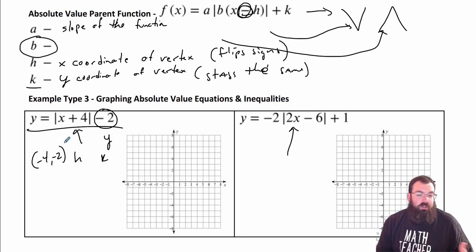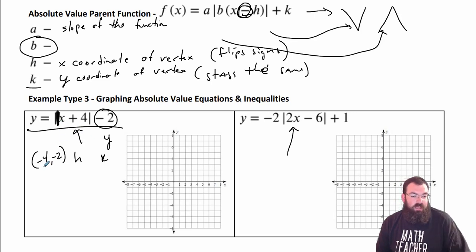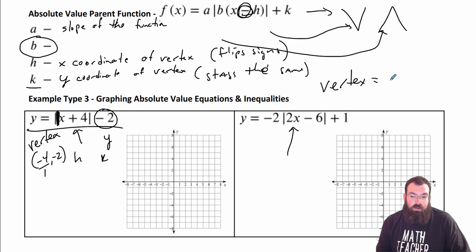Now, here's what I'm going to show you on this one. This is really a 1 right here. In order to get to the correct vertex, the correct x value, you need to divide by that 1. So it's really negative 4 divided by 1. It doesn't change the value, but over here it will, so we got to make sure that we do that right. So I need the vertex. That's what we have. This is the starting point. Vertex equals starting point. That's that tip where the V starts.